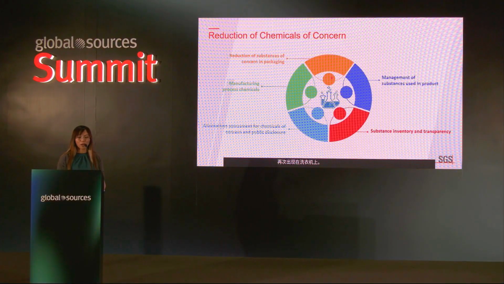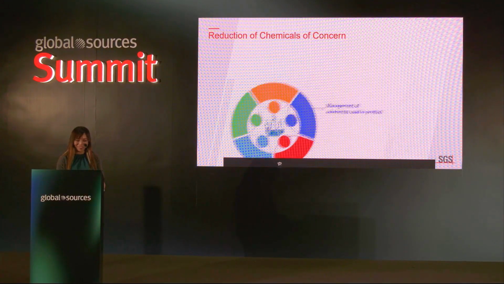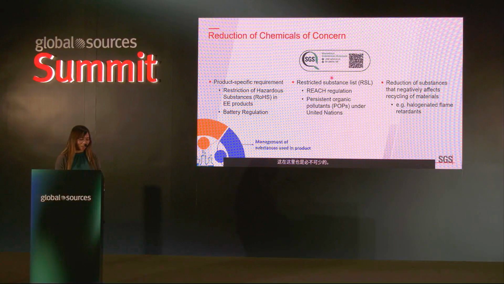This is the third module under green electronics. The use of chemicals in the product life cycle is also essential here. And this page illustrates the substances that are restricted in electronics. There are a lot of different requirements that restrict the chemicals in electronic products.